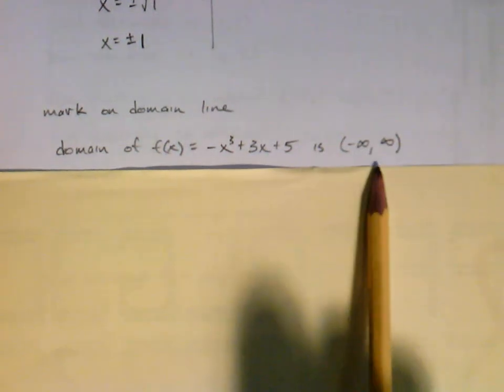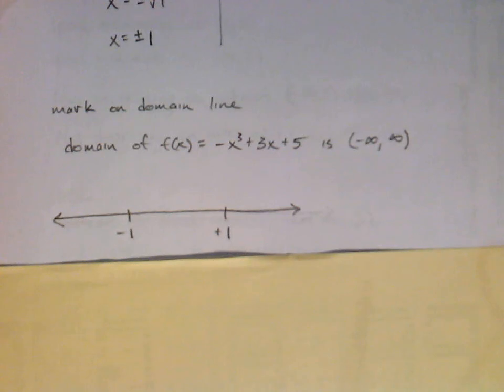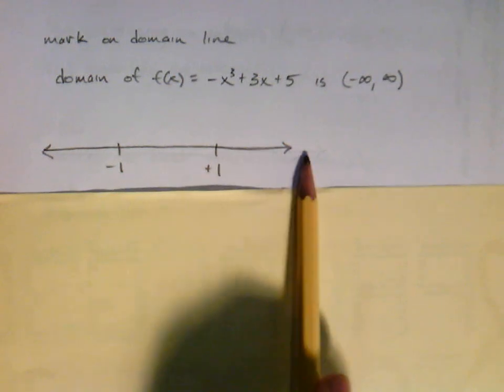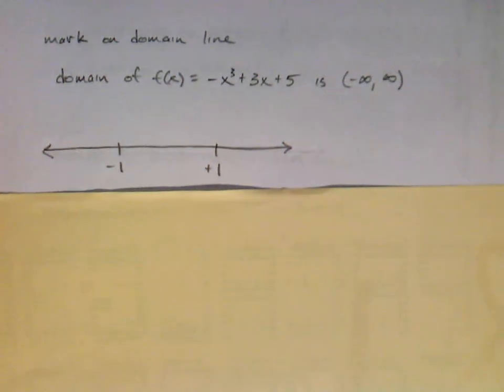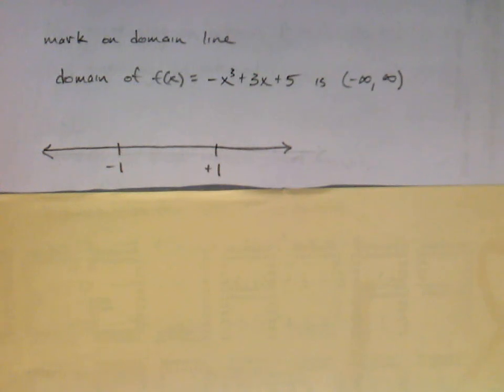Okay, so here the domain's everything, so I'm going to draw a number line that matches that domain from negative infinity to infinity, and I'm going to mark those two critical values at negative 1 and positive 1. Okay. So that was like the beginning of step 2. On a domain line, mark the critical numbers. All right. Then it said to test each interval in f prime of x.